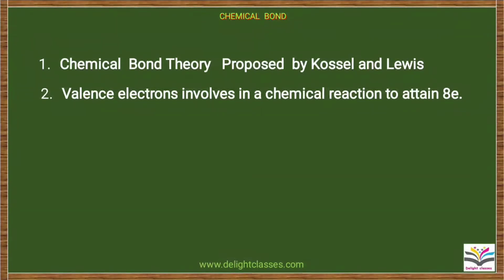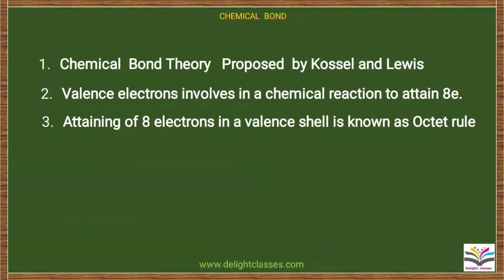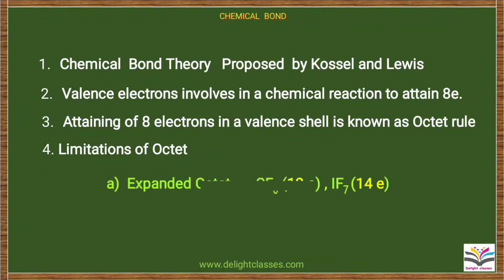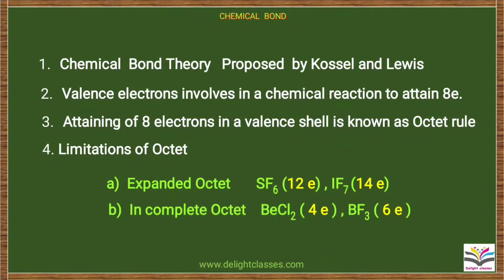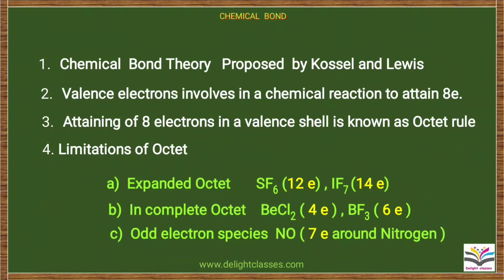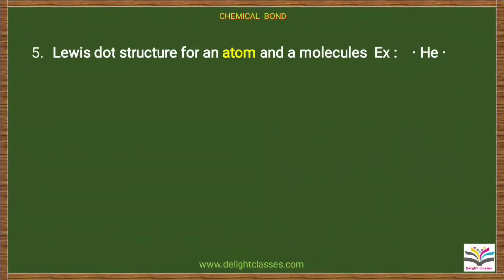Valence electrons are involved in a chemical reaction to attain 8 electrons. Attaining 8 electrons in a valence shell is known as the octet rule. Limitations of the octet: expanded octet, sulfur hexafluoride 12, IF7 14; incomplete octet, BeCl2 4, BF3 6 electrons; odd electron species, around nitrogen 7 electrons.